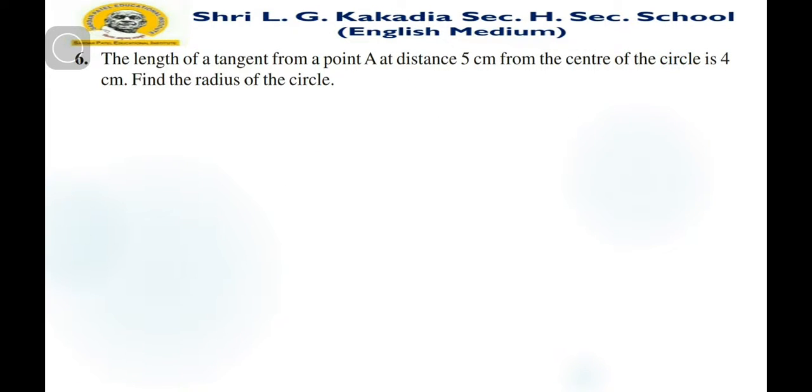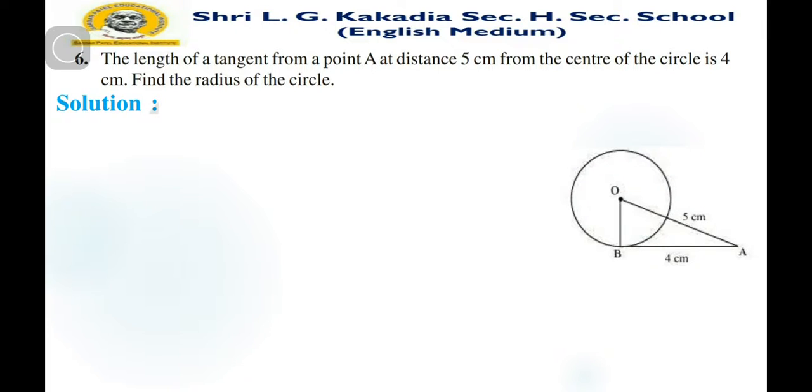Question number 6. The length of a tangent from a point A at distance 5 cm from the center of the circle is 4 cm. Find the radius of the circle. So here by the given problem we can draw such a figure. As you can see here, the length of the tangent and the distance from the center is 5 centimeter, and the tangent is given as 4 centimeter. We want to find this.